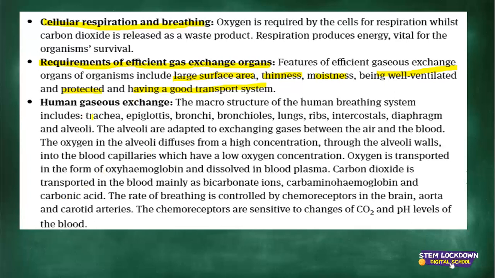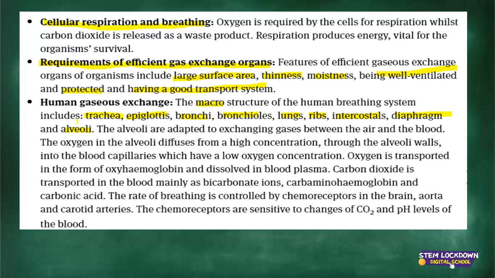The macro structure, meaning that big structure of the human breathing system, includes what? There are various things included in the human breathing system or the respiratory system, which is the trachea, epiglottis, bronchi, bronchioles, lungs, ribs, intercostals, diaphragm, and alveoli. And we learned all of these different structures and their functions.